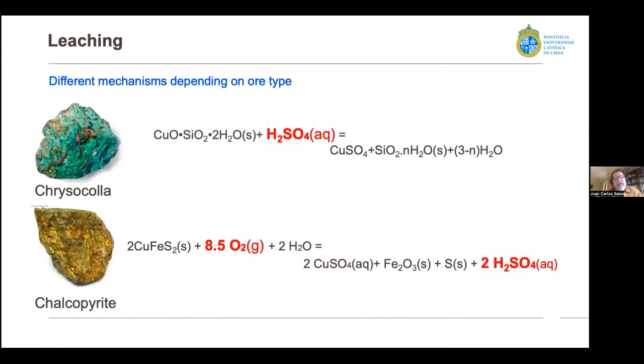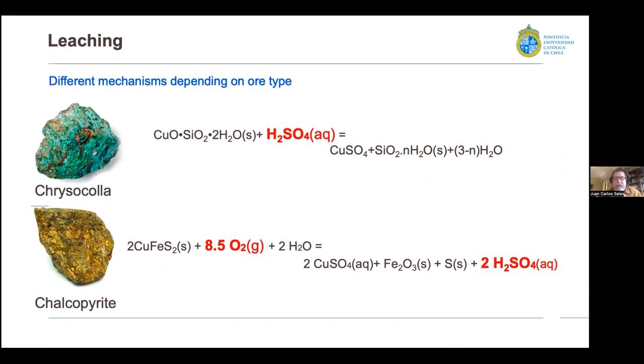The main aspect of hydrometallurgy is leaching, which is the process of solubilizing the element of interest, in this case copper. And there are different mechanisms depending on whether we're dealing with sulfides or oxides. In the case of oxides, nature has already done the oxidation of the sulfur, and consequently leaching, in general, requires only some acid, sulfuric acid mostly, to solubilize the copper.